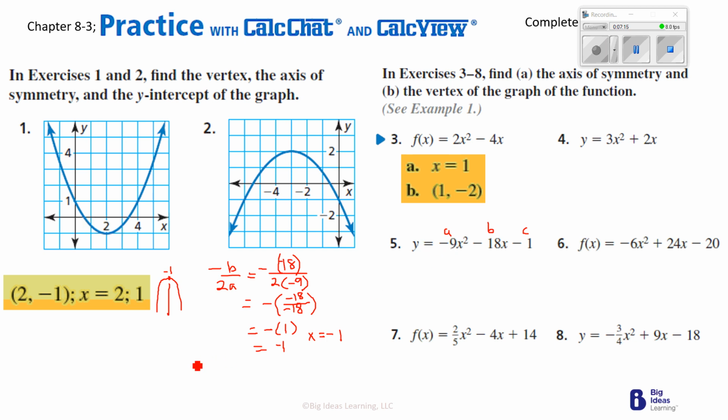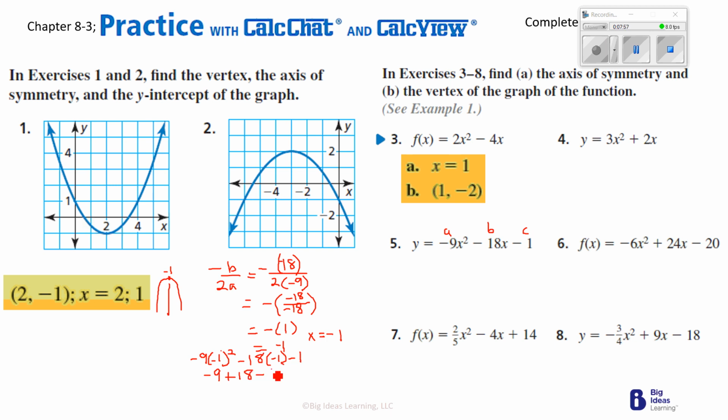We got, well, negative 9. I'm going to take negative 1 squared. Negative 1 squared. And then we're going to minus 18 times negative 1. We're going to minus 1. Well, negative 1 times negative 1 is 1. 1 times negative 9 is negative 9. Negative 18 times negative 1, well, that's going to get positive 18.